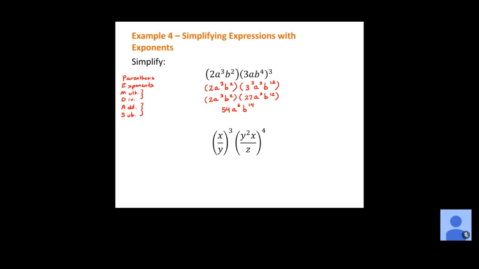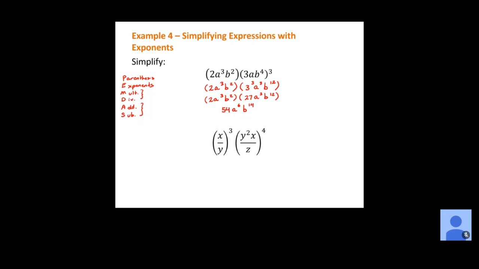And that's it, right? That's all we can do in that case, right? So you multiply your numbers together, multiply any like variables together by adding their exponents, and then we're done. Any questions on any of the steps for that one now? Okay. All right, let's look at the next one.